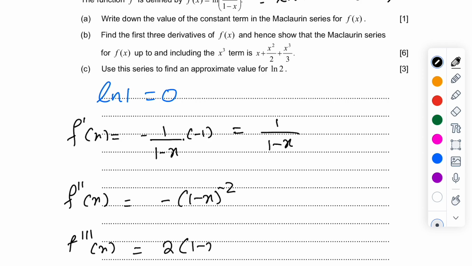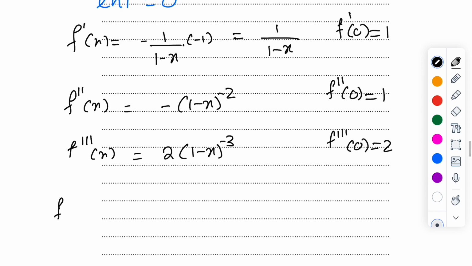2(1 − x)^(−3). Now find the substitute. In the first derivative, substituting 0, you get 1. In the second derivative, substituting 0, you get 1. And in the third derivative, substituting 0, you get 2. So what is f(x) now?